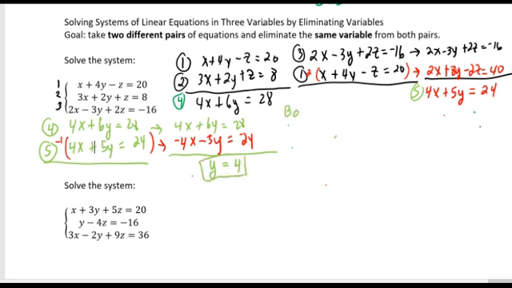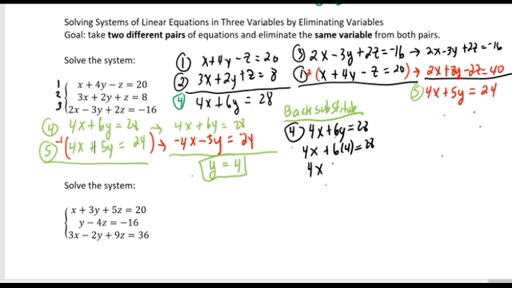So then the next step is to back substitute our answer into equation 4 or 5. So I'm going to go ahead and pick equation 4. And wherever I see a y, I'm going to replace it with a 4. So we get 4x plus 24 equals 28. Subtract 24. So we end up with 4x is equal to 4. So x is equal to 1.